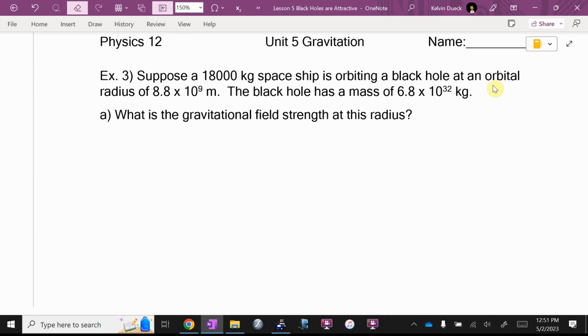And Kyle made the classic mistake that drives me crazy. Did you hear what he said? Force. No, it's not. This is not going to be an F. This is not going to be a Newton. What's our abbreviation for gravitational field strength? Little g. It's asking me to find little g. And the only formula that I have for little g is that.